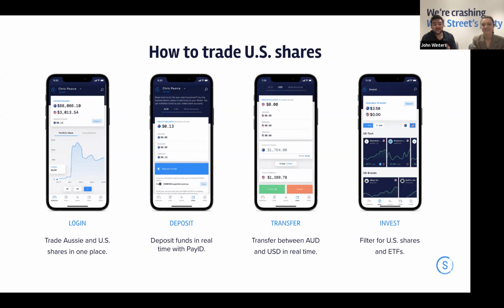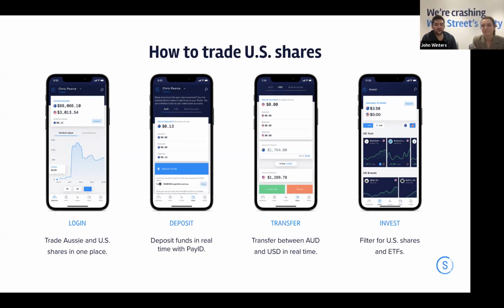You can then do a PayID deposit into your account. So you use your unique PayID. That takes anywhere between 1 and 3 seconds, also depending on how fast you can type. So you've now funded your Aussie dollar account.